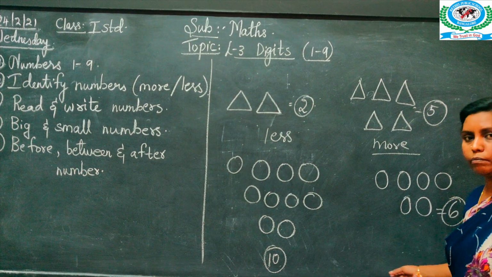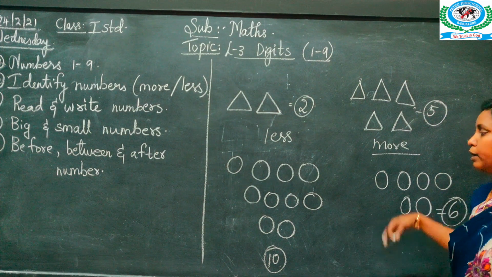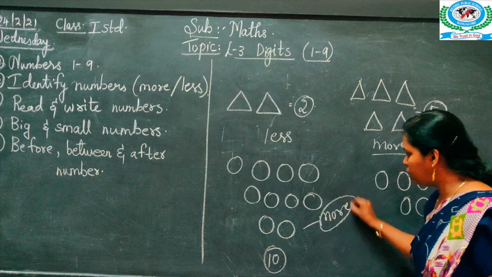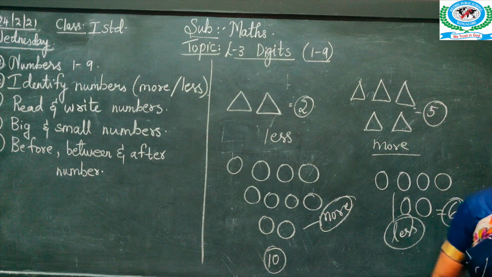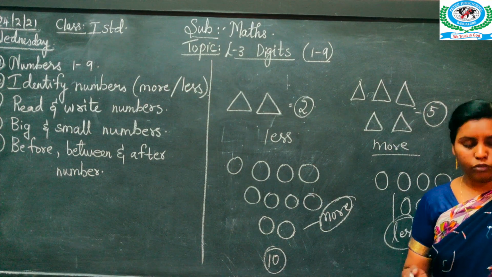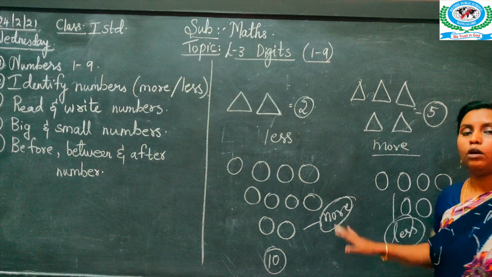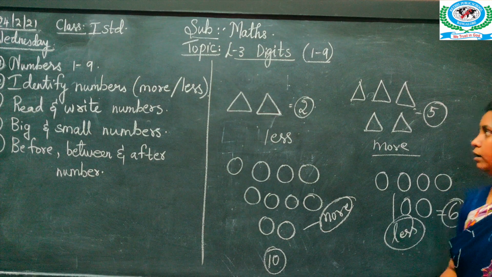So which is the greatest number here? 10 is the greatest number, then 6, isn't it? So here these objects are more, and these objects are less. Got it, children? First you need to count the number of objects, then only you can decide which is more and which is less. Understood?